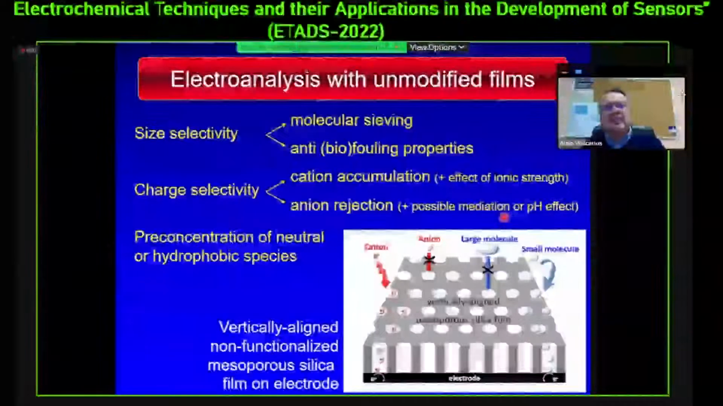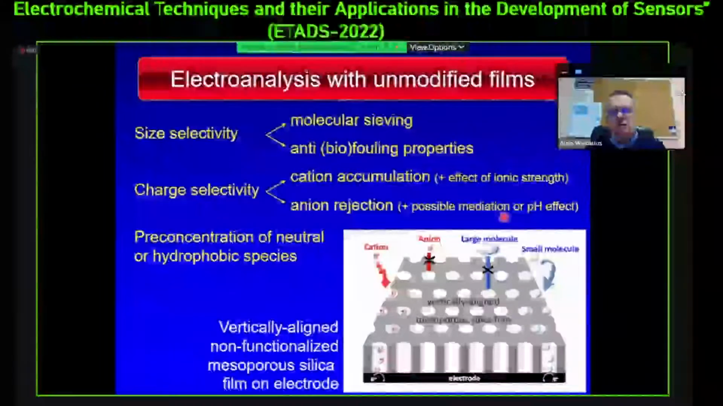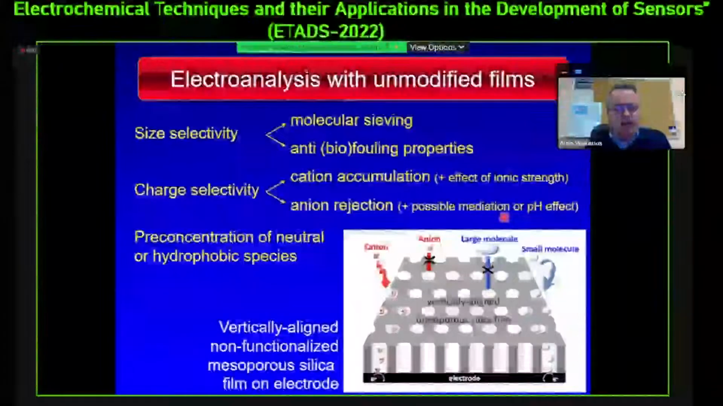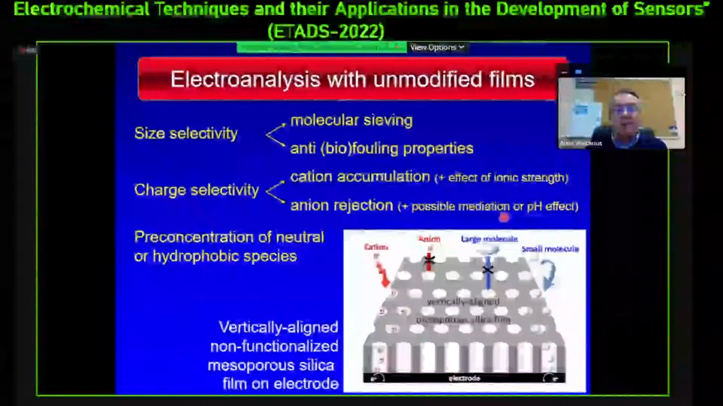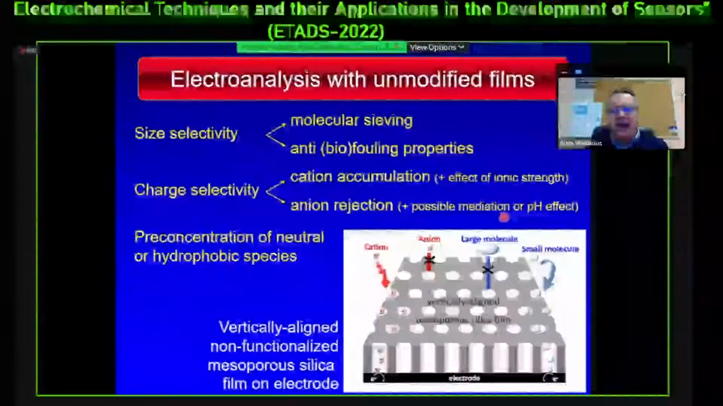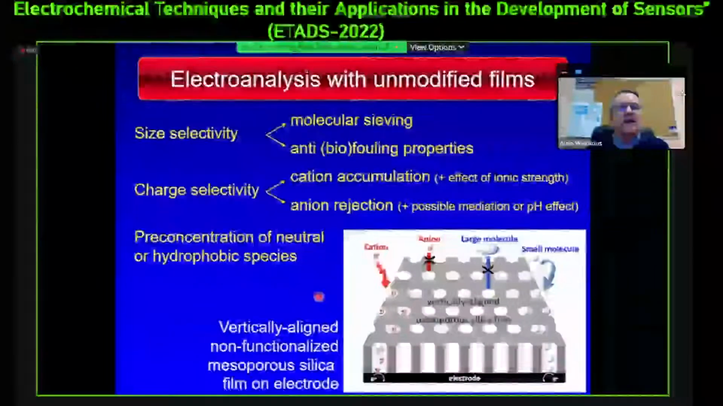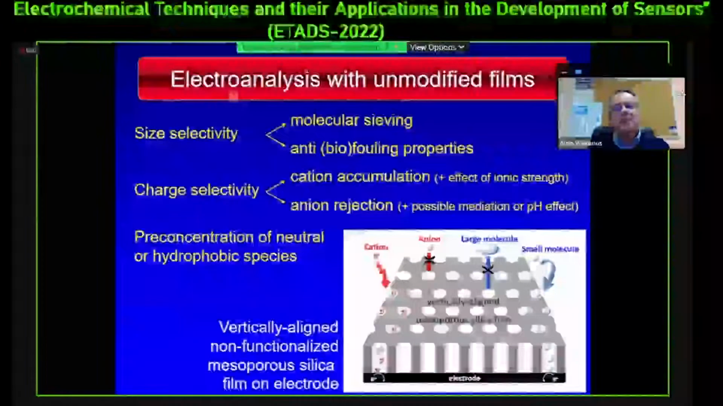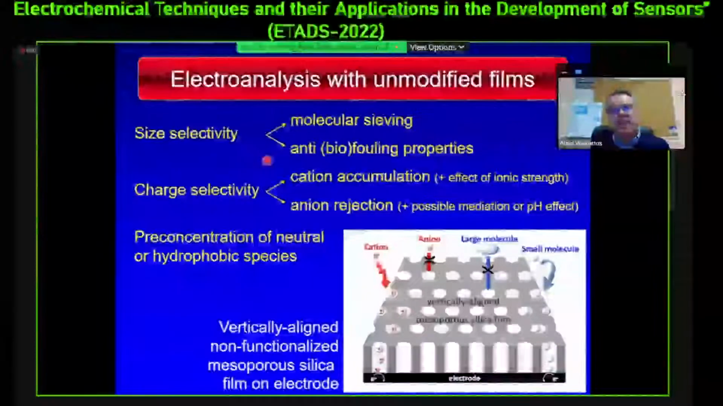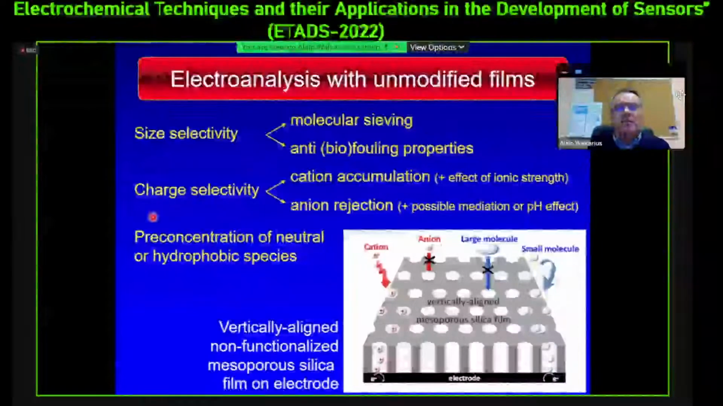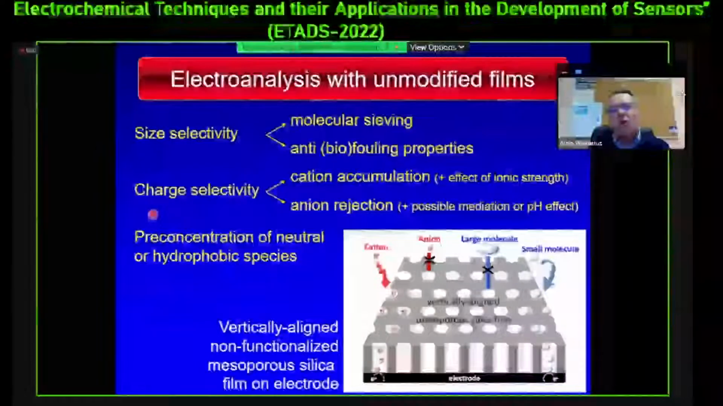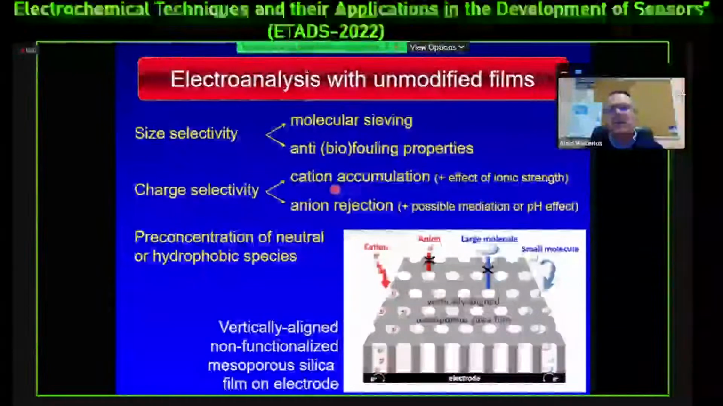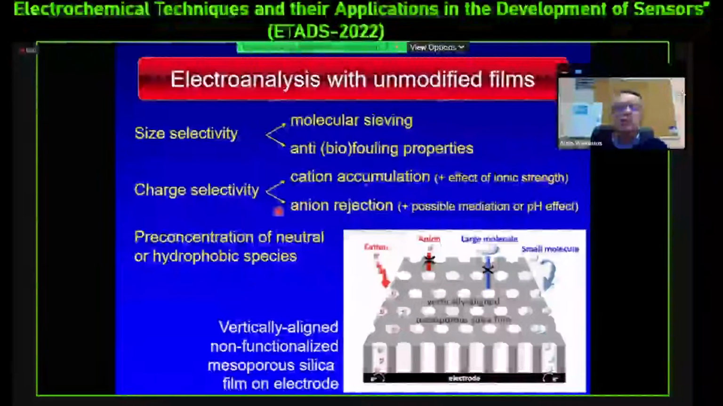Okay, so as an intermediate conclusion on non-modified films, I hope I convinced you that these films made of amorphous silica materials, but well ordered at the nanoscale, can have some size selectivity, and this can be exploited for molecular sieving and as protecting layers against biofouling. We also observed charge selectivity due to the fact that the silica walls are negatively charged. This can be exploited for the accumulation of cations, yet with an effect of ionic strength. I just told you about that.